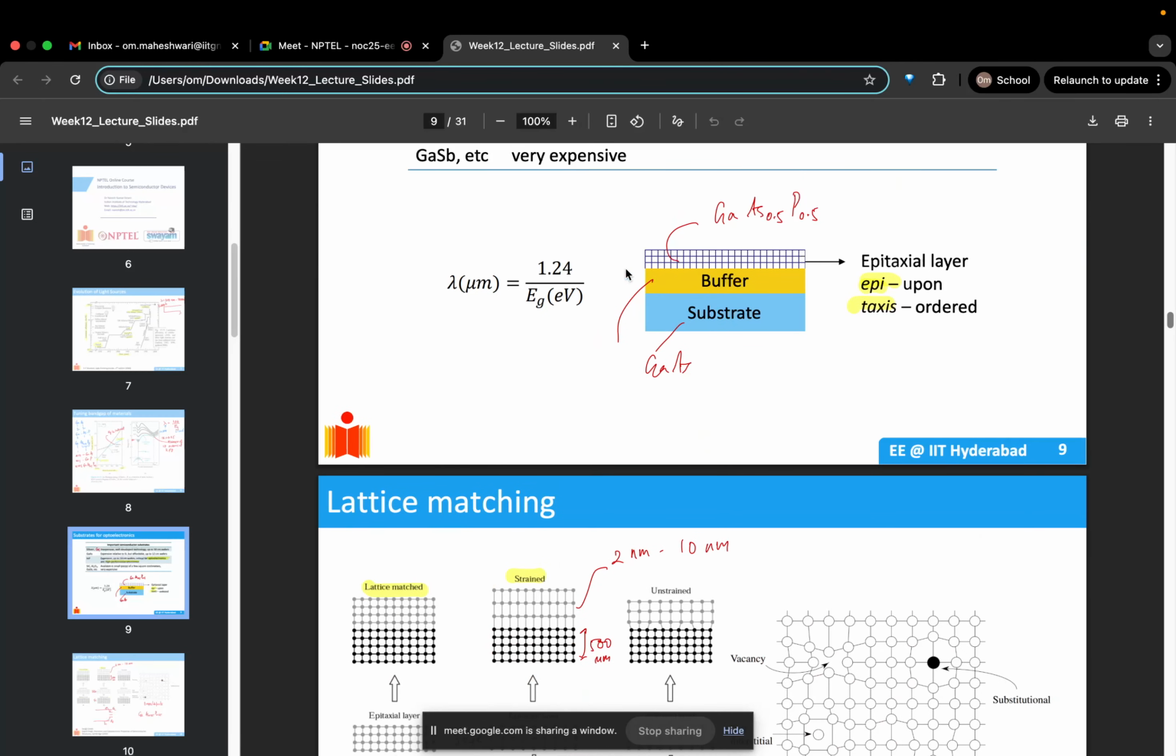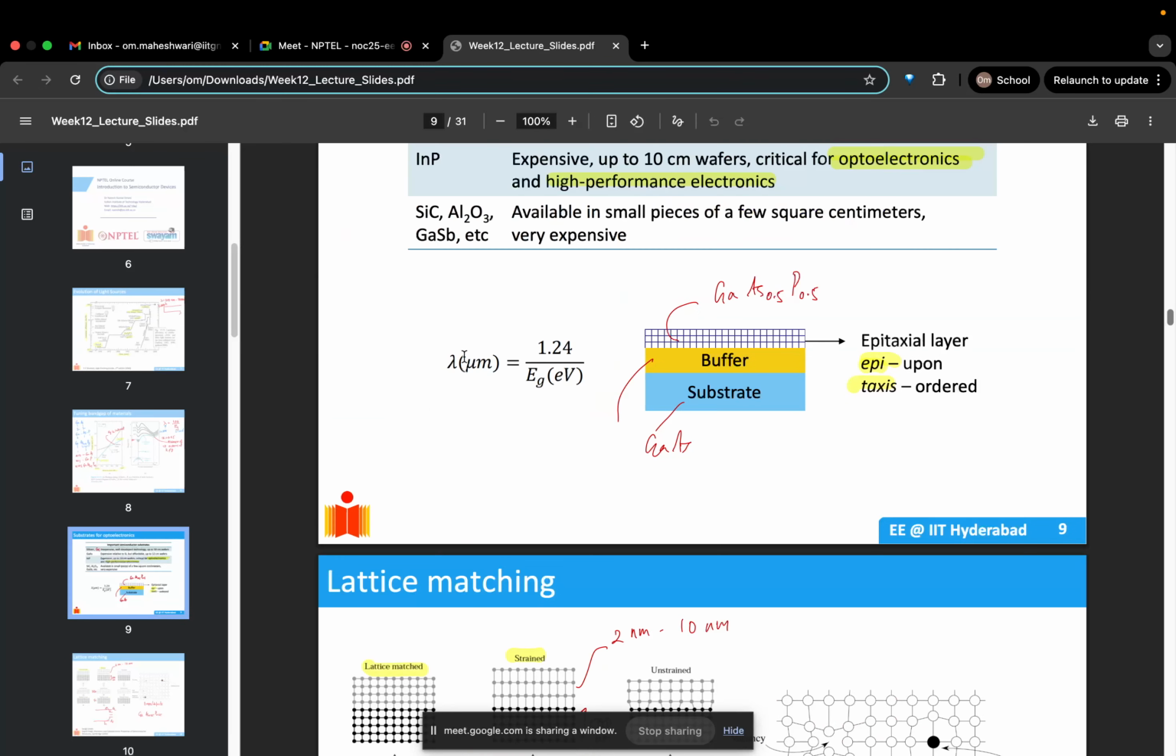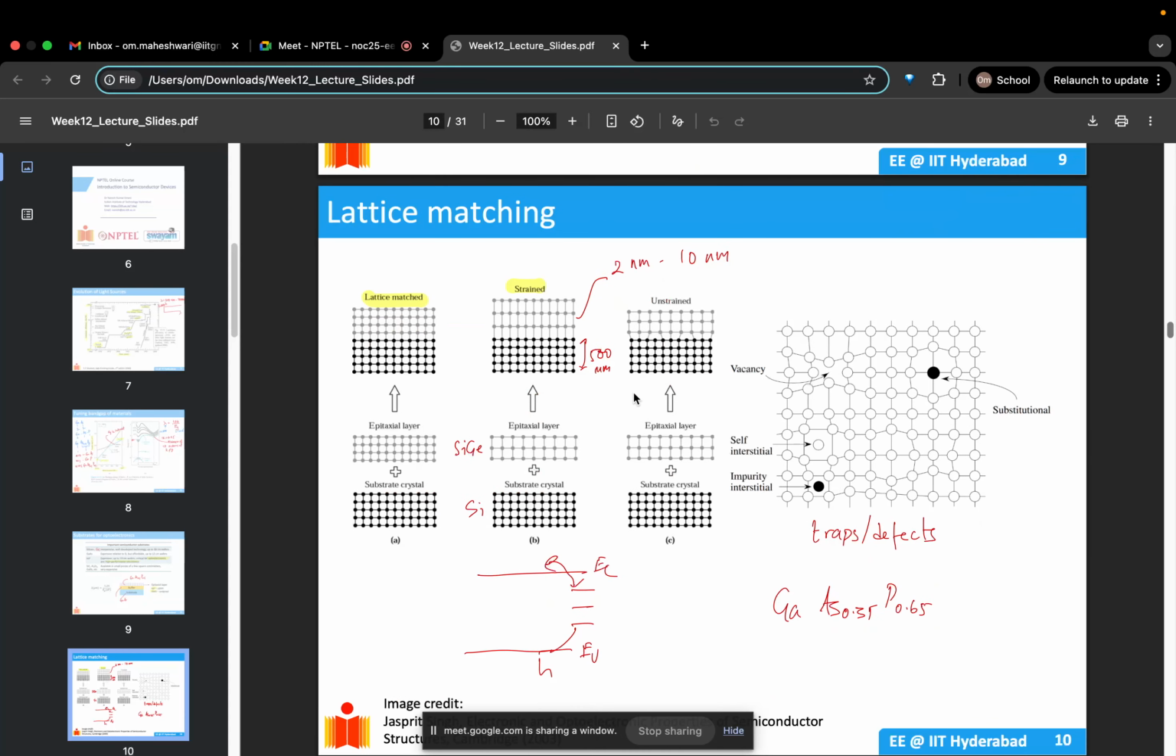So why is the substrate important? Because for the material that you are using on top, if there is a large lattice mismatch between that and the substrate, there can be traps or defects due to the different lattice constants of the substrate material and the top material. If the lattice constant is different, there will be strain, and if the lattice mismatch is very high, it will become unstrained and these defects will come into the picture.